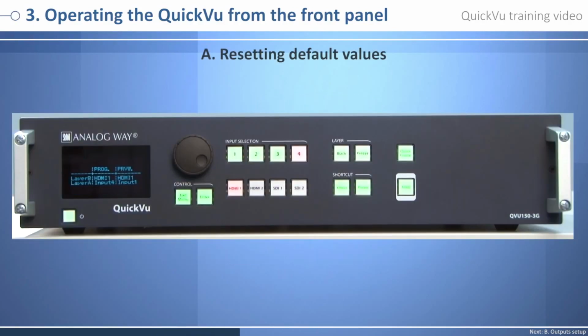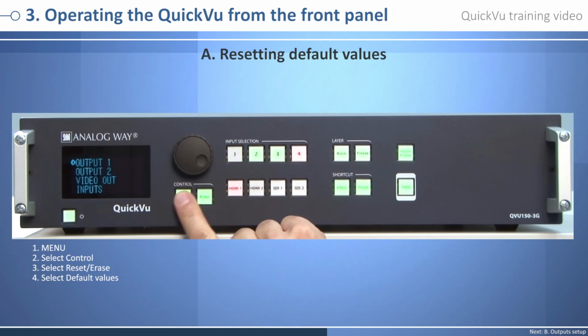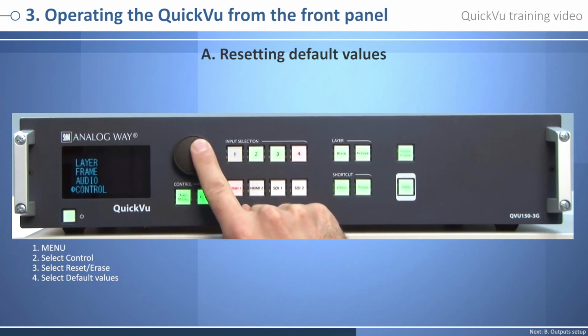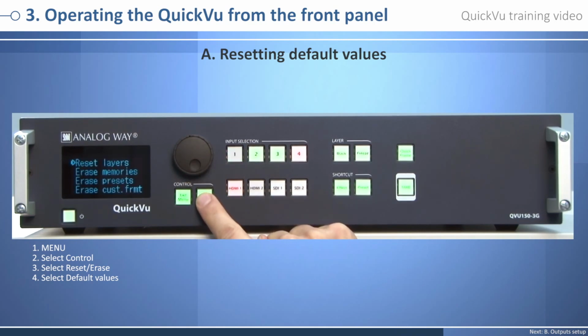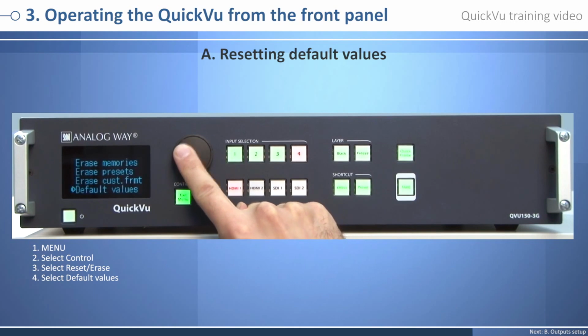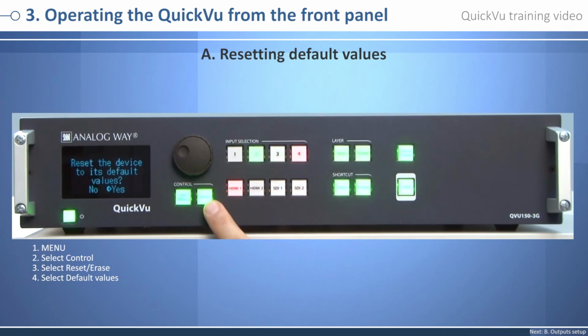Resetting default values. To reset default values, press the Exit menu button and select Control in the menu by rotating the corresponding knob. Then press the Enter button to enter the Reset Erase submenu. Select default values by rotating the scroll knob, and press the Enter button to enter your choice to restart your QuickVu with its factory settings. This operation should take approximately 30 seconds.